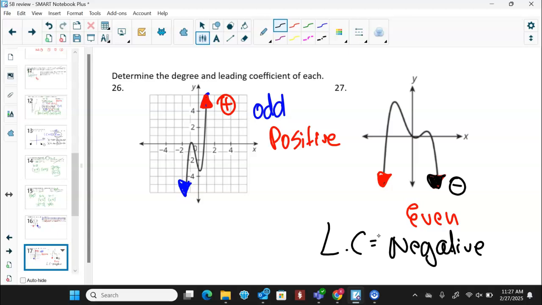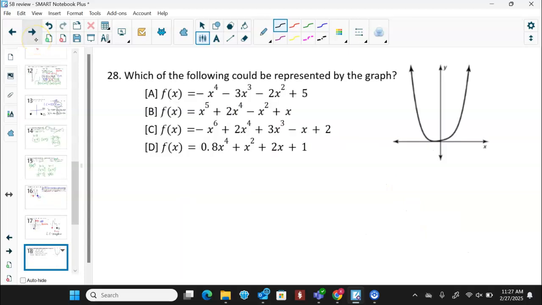All right. Next, question 28. Question 28 has a graph and it's asking which of the following could represent that. Well, first of all, two footsies going in the same direction means that this is an even function. So I'm going to scratch out any function that has an odd number as an exponent, okay? Now I'm left with 1, 2, 3.